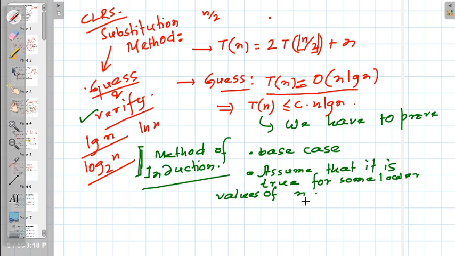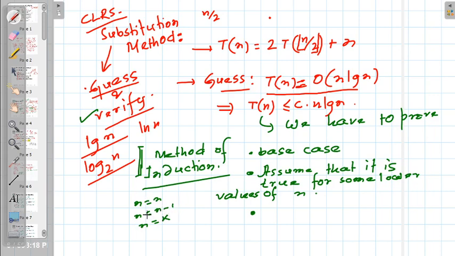Right. We have to assume that. Say, perhaps you have done this many times in your 12th standard as well. Base case is true, then it is true for say n, and then you are proving that it is true for n plus 1. So assume that it is true for some lower values of n, maybe n equals n, or maybe n equals n minus 1, or maybe n equals k.